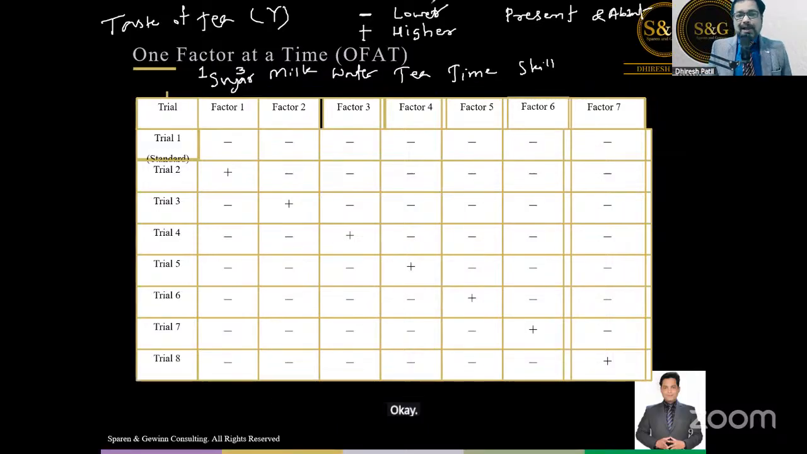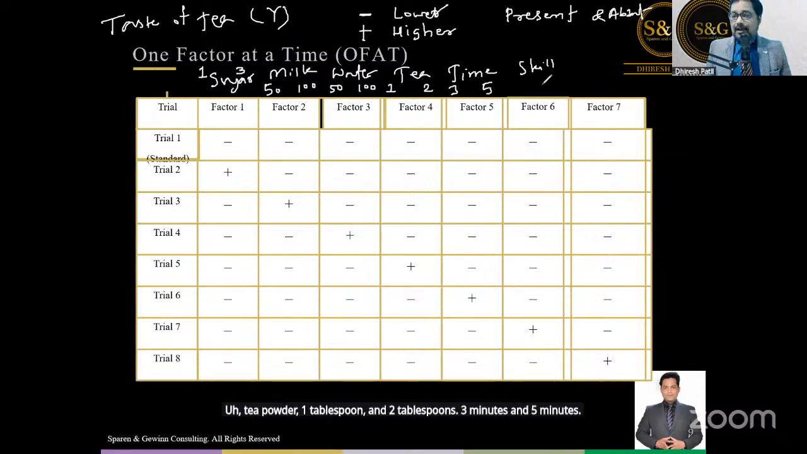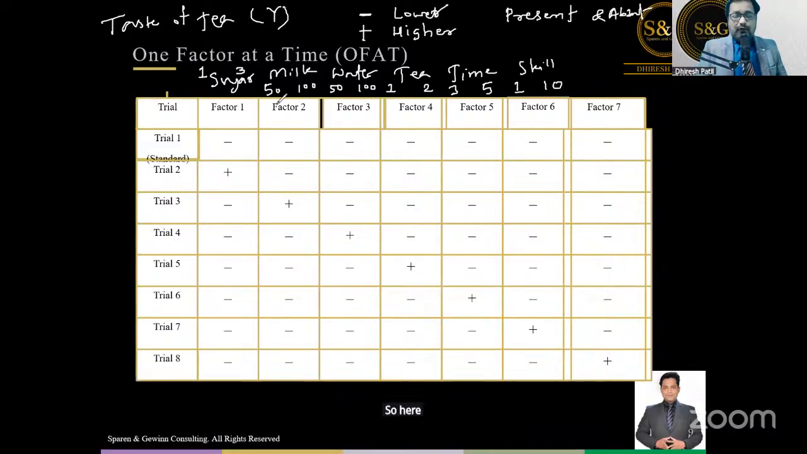Similarly, let's say milk, maybe 50 ml and 100 ml. Water, again 50 ml, 100 ml. I'm just giving random numbers. Tea powder 1 tablespoon and 2 tablespoon. Time 3 minutes and 5 minutes. Skill, maybe 1 month experience and 10 months experience. So here for every factor I have decided two levels. One is the lower level and one is the higher level. Lower level will be denoted by a minus sign and higher level by a plus sign.